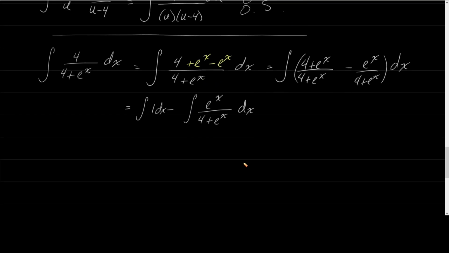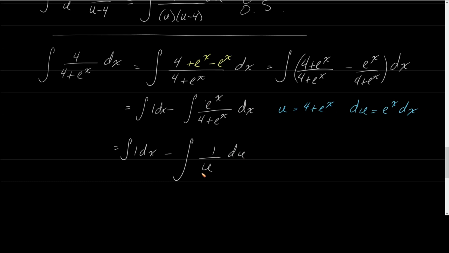What we can do here is in the second integral, we can do a u sub. Let's make u be our entire denominator. At that point, our du would be e to the x dx. How convenient. We have that e to the x dx right there. So this was just the integral of 1 dx minus the other integral, with 4 plus e to the x as our u, and e to the x dx as our du. So we get 1 du.